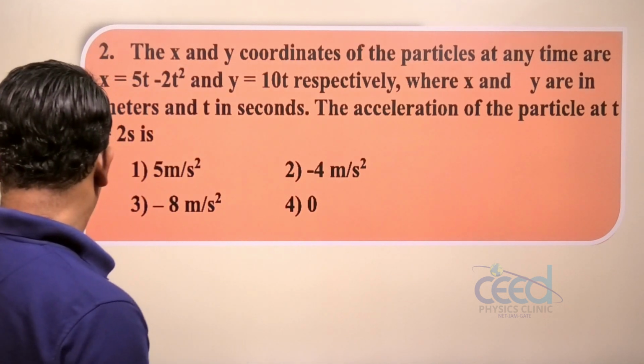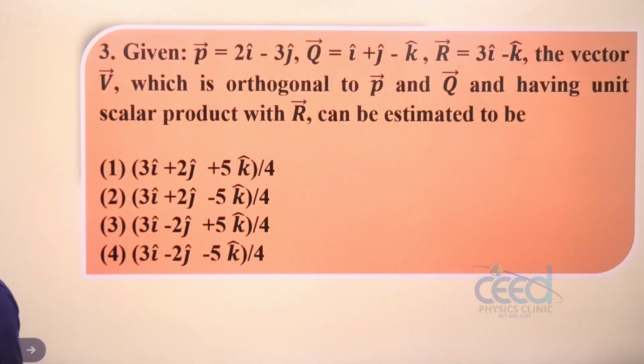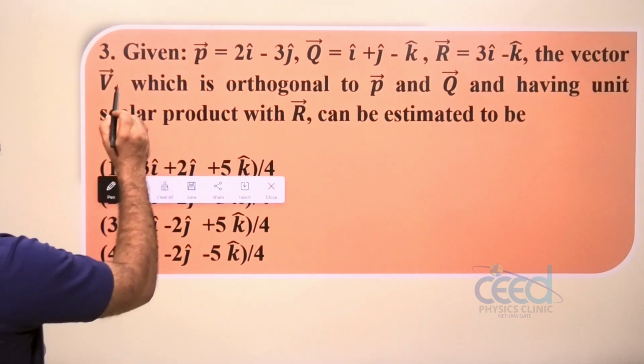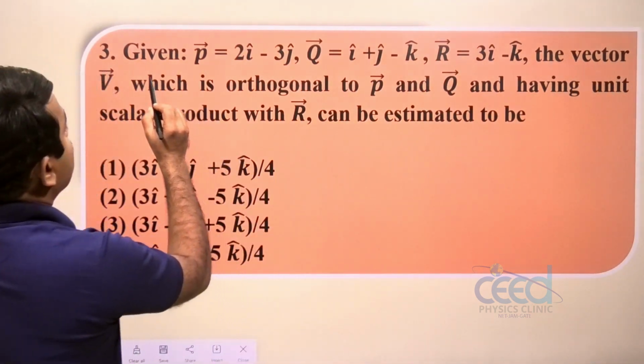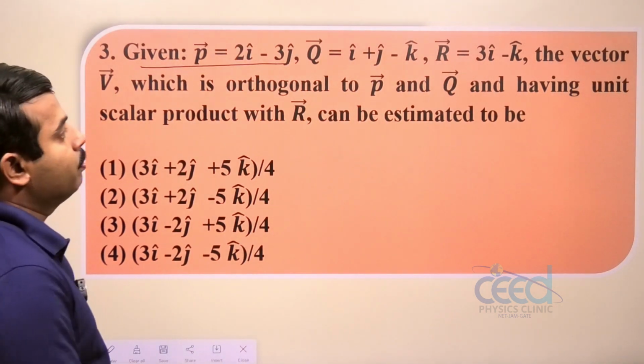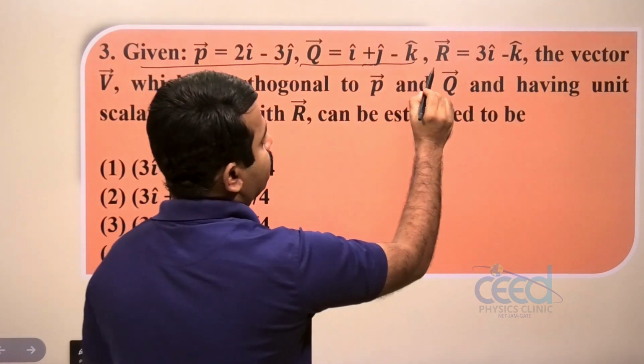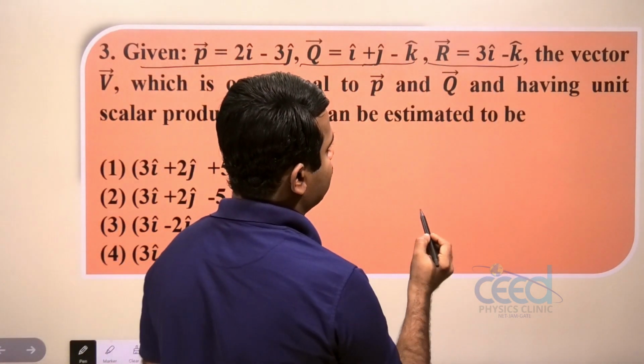Now let us go to another problem. Here it is given that P is equal to 2 i cap minus 3 j cap, Q is equal to i plus j minus k cap, and R is another vector.